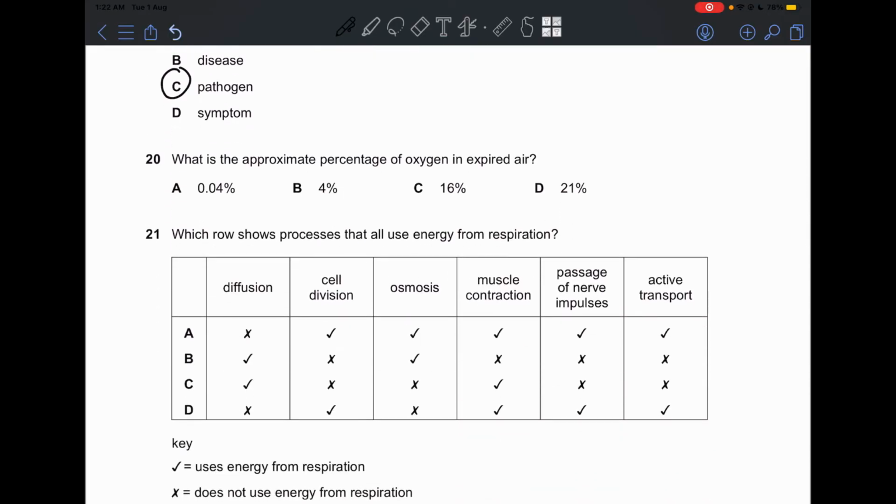20. What is the approximate percentage of oxygen in expired air? Now we know that in expired air it's less than when we inhale it. So our answer is going to be C, 16%.